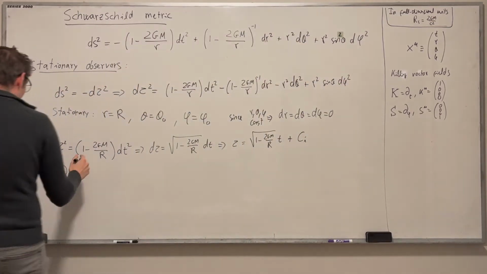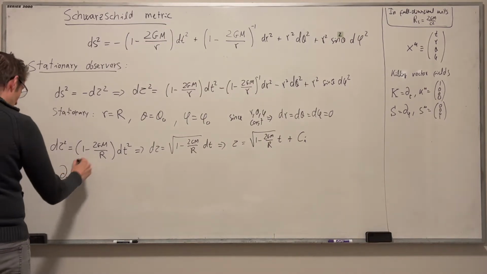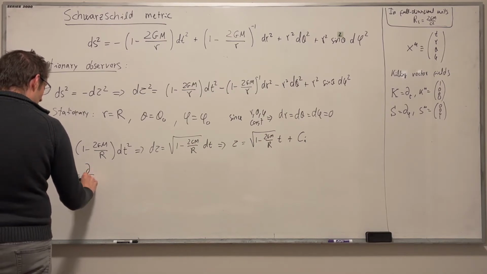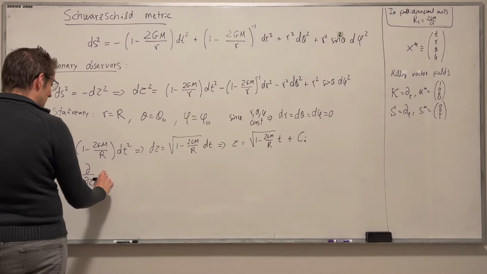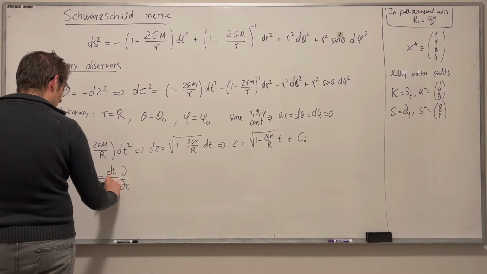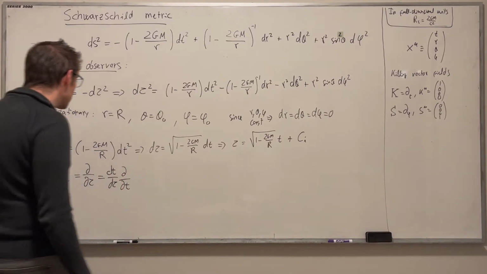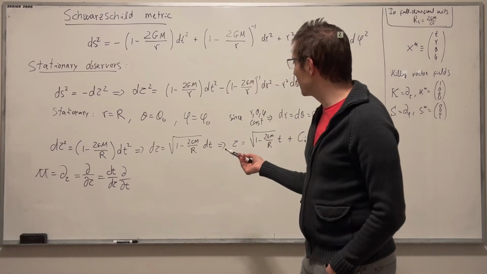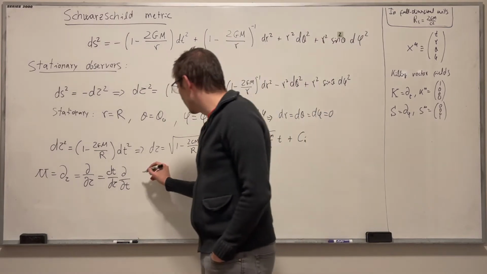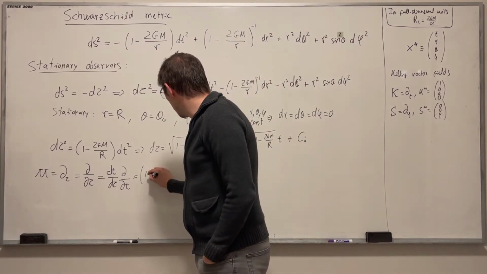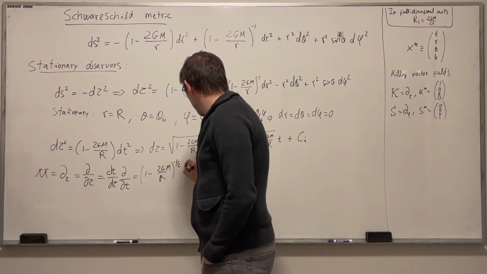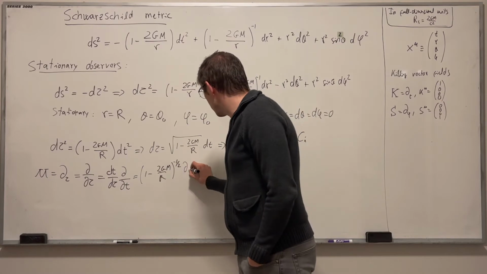So the four-velocity in general, I know it's partial tau, and I can write this using the chain rule as partial t times dt d tau, because there's no other variable dependence in this case. And then I can get dt d tau from here, you see, it is 1 over that square root. So this thing is 1 minus 2GM over R to the minus 1/2, times partial t. And there you go.